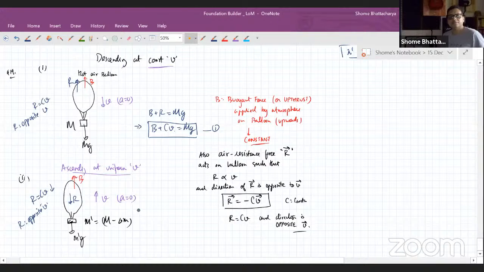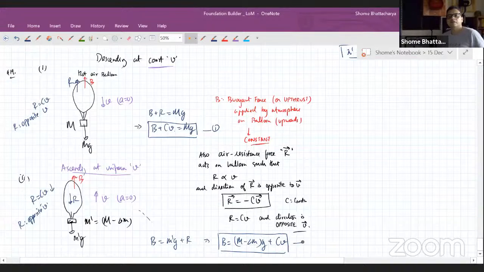So for the second time, the equation will become what? This time, buoyant force is balancing this plus r, or b is equal to m prime, which we are writing as M minus delta m g, plus cv.